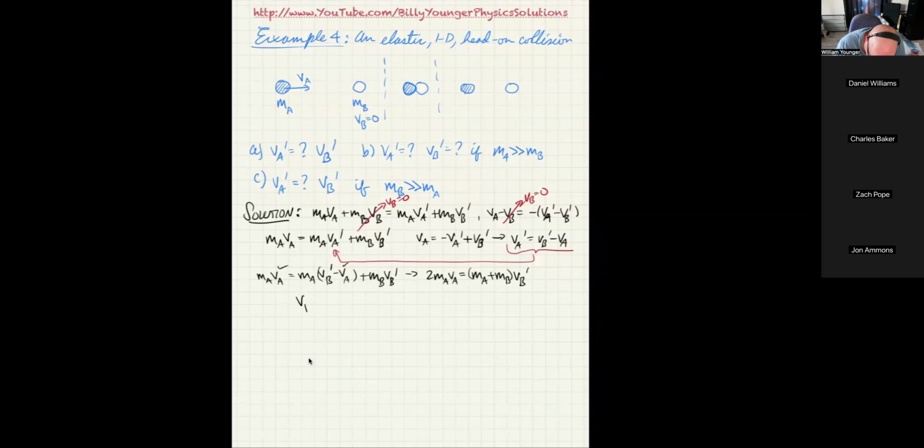And that gives me VB prime is equal to 2MA, and actually I'll leave that VA somewhere else, 2MA over MA plus MB. Hopefully this looks a little familiar to you, because that helps you memorize the equation. This is just like the equation for the tension in the Atwood machine. It looks a lot like it. It's missing a little bit, but the main thing is that is the right answer.